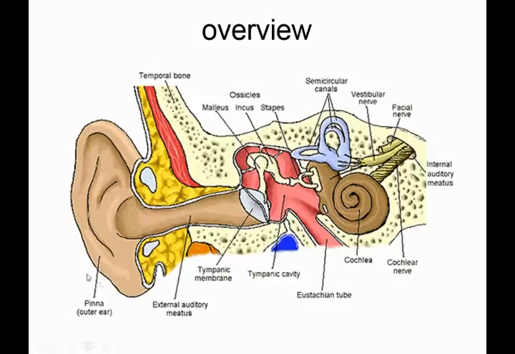Favorite overview slide. We follow effectively the path of the sound from the outside of the pinna, the outer ear, into the ear canal. How long is the ear canal? 3 centimeters roughly, well done. Into the middle ear through the tympanic membrane, through the middle ear bones, the ossicles, into the oval window, and into the structure which is the cochlea, but it's not only the cochlea.